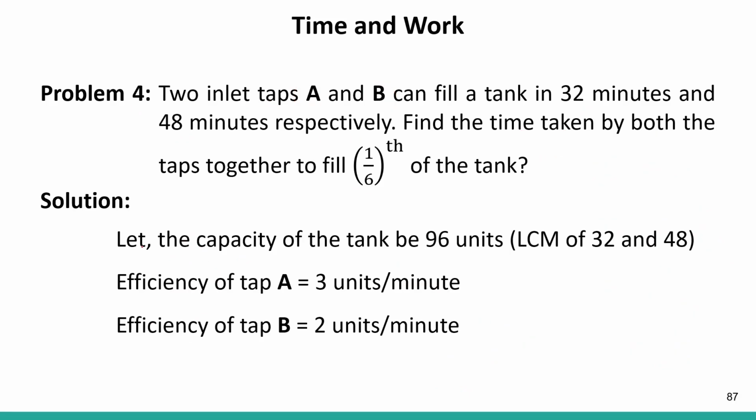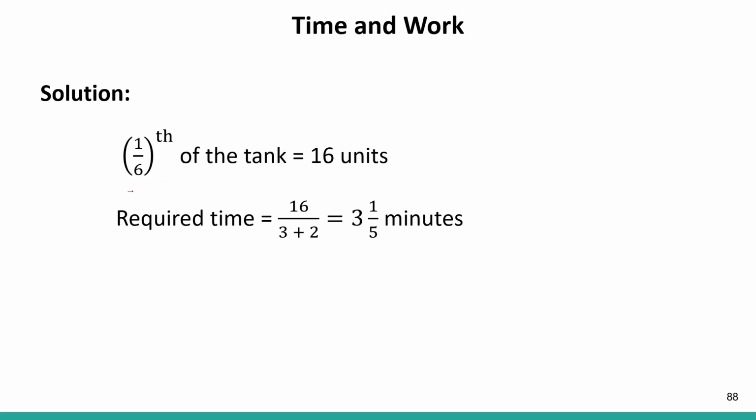So let's see the step-by-step solution. Let the capacity of the tank be 96 units, the LCM of 32 and 48. So the efficiency of tap A is 3 units per minute. The efficiency of tap B is 2 units per minute. So 1/6 of the tank is equal to 16 units. Required time is equal to 16/5, so 3 whole and 1/5 minutes.